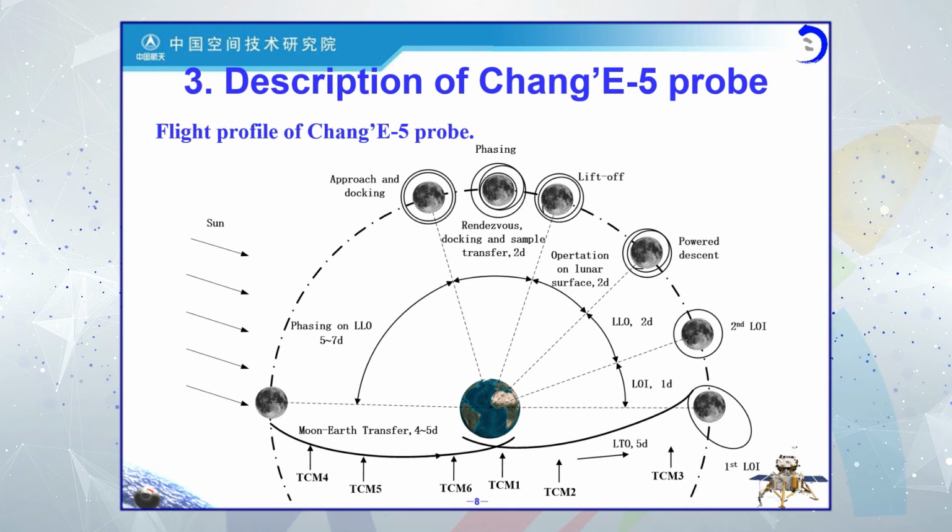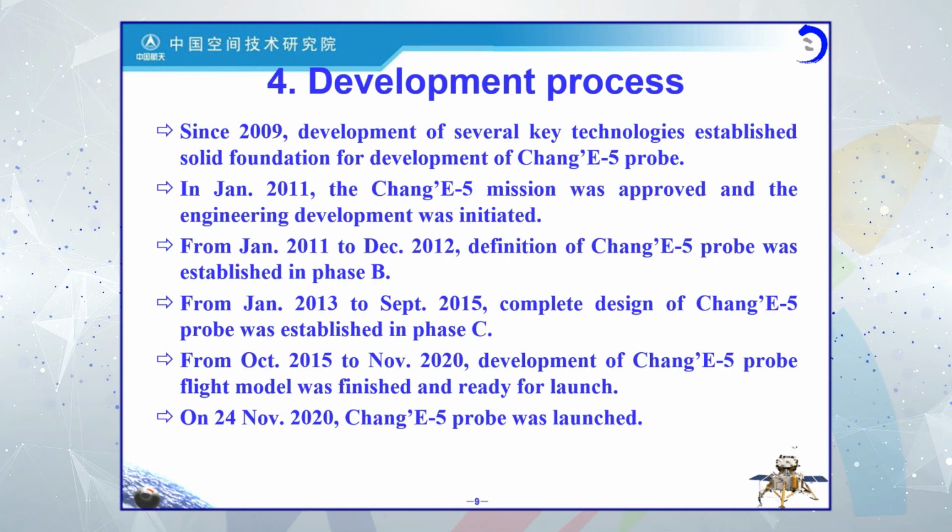Earth. Then, when the altitude of the complex is about 5,000 kilometers, the return capsule will be separated from the orbiter, and the return capsule will re-enter the Earth's atmosphere and bring the sample back to the Earth. So the overall duration of Chang'e-5 is about 23 days. Next slide, please.